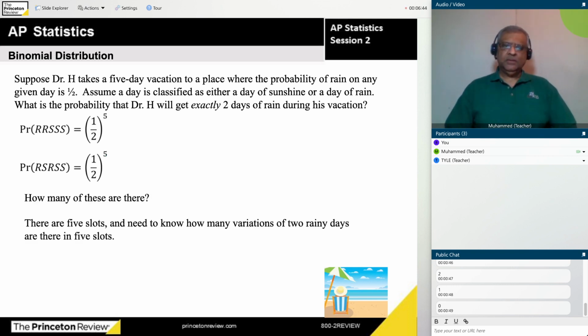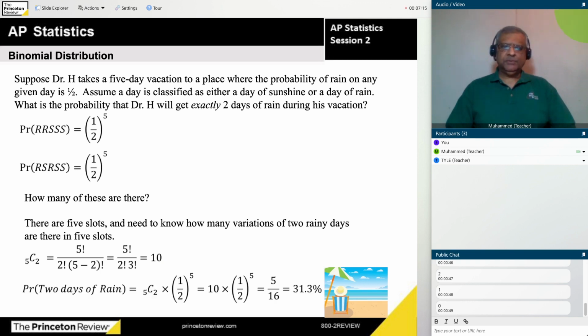And we can think about this as there are 5 slots. We need to know how many ways we can put 2 rainy days in 5 slots. Well, this is now a combinations problem. So I know combinations 5, 2, and the reason why it's combinations is because rainy day 1, rainy day 2 doesn't matter. They're indistinguishable. So whether I have rainy day 2 before rainy day 1, it doesn't matter. But this is the formula for combinations.